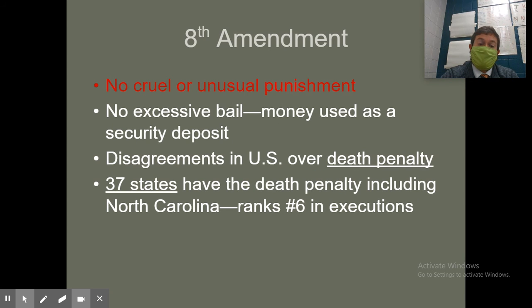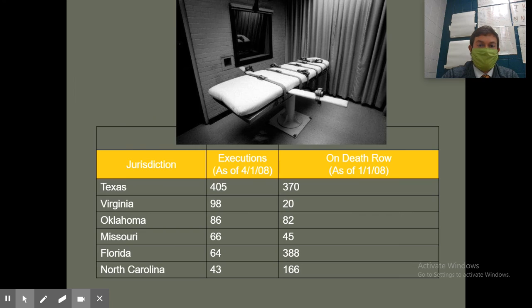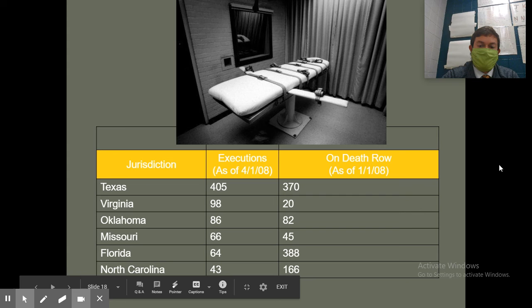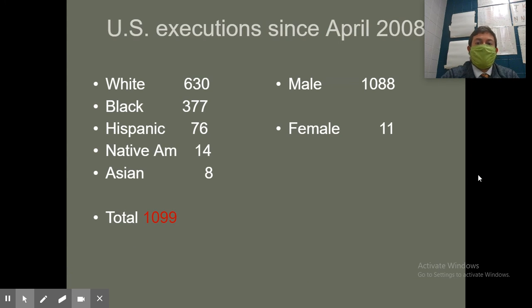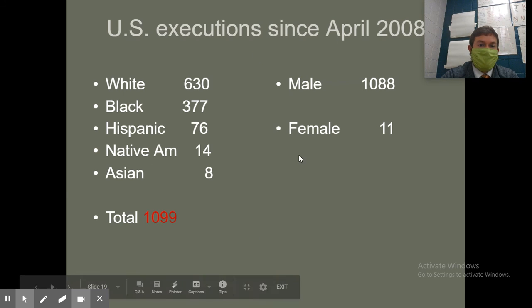The Eighth Amendment, no cruel or unusual punishment, no excessive bail, which is the money you use as a security deposit to let you out while your trial is going on. The disagreements in the U.S. over the death penalty fall under this quite a lot. And 37 states have the death penalty, including North Carolina. It ranks number 6 in executions. And here's just a list of the executions. Again, here are the executions. Much higher on males than females.